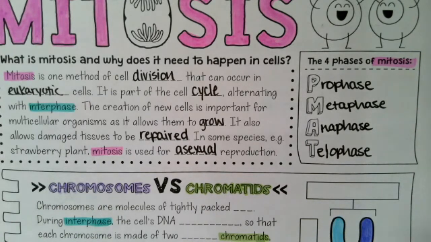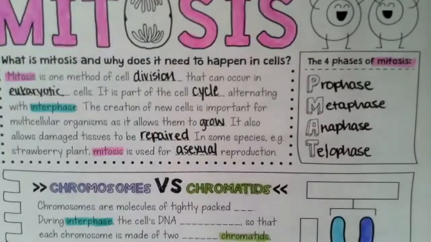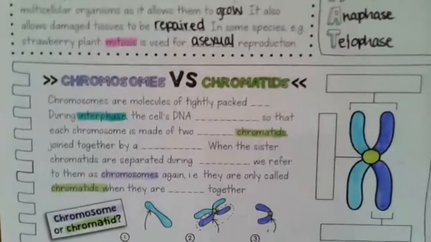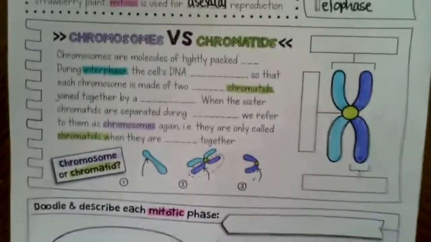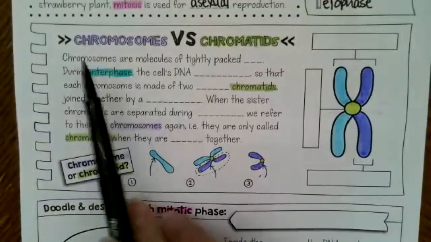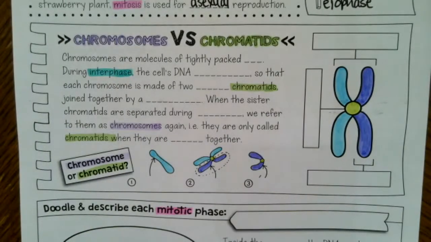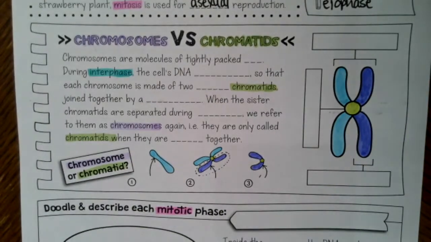All righty. So again, there are these 4 phases here, and we're going to break these steps down at the bottom. But the first thing we need to talk about before we go on to each of those 4 stages is the difference between chromosomes and chromatids. As you can see here, I've used purple to represent chromosomes and green to represent chromatids.